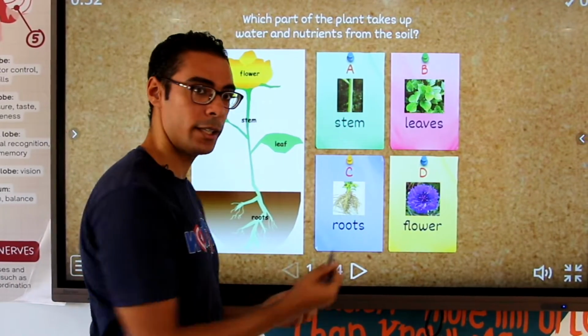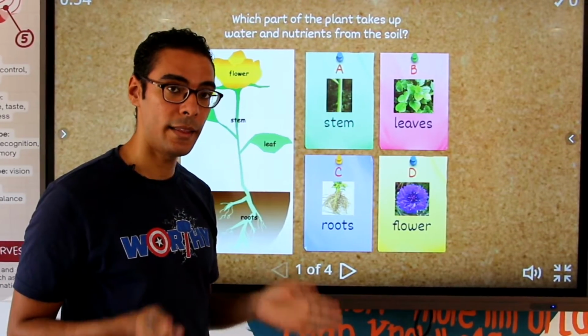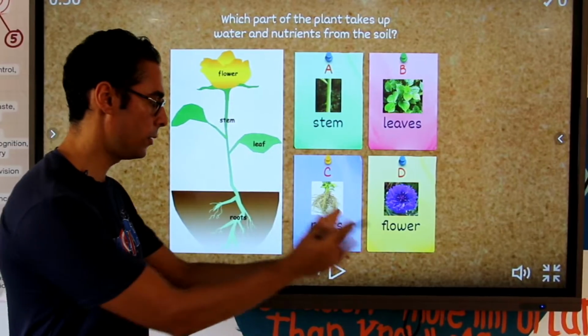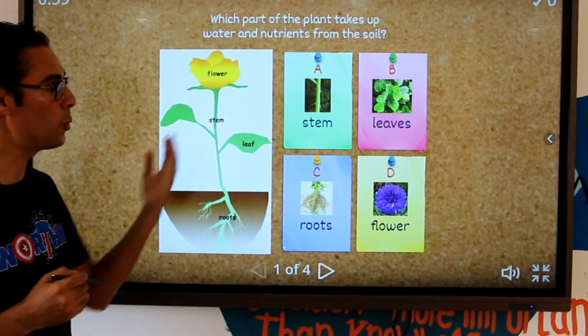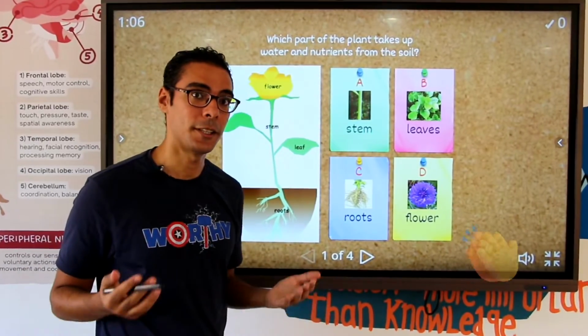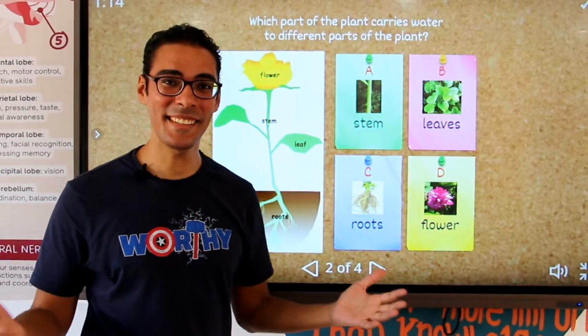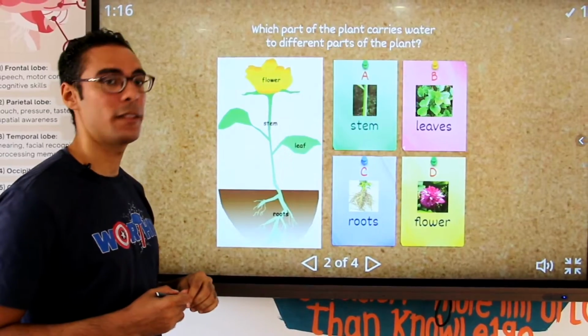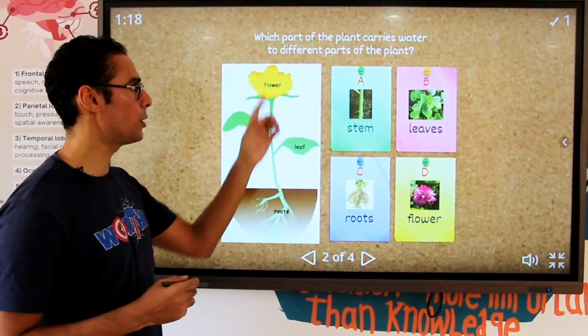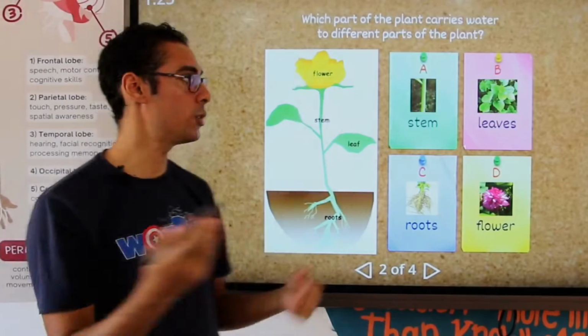There is a part here that takes up the water and the nutrients from the soil. It takes it from the soil and gives it to the plant. So which part do you think? If your answer is roots, correct.